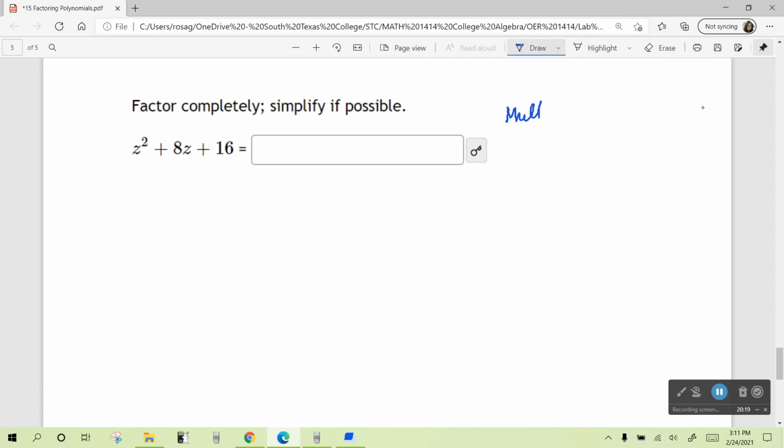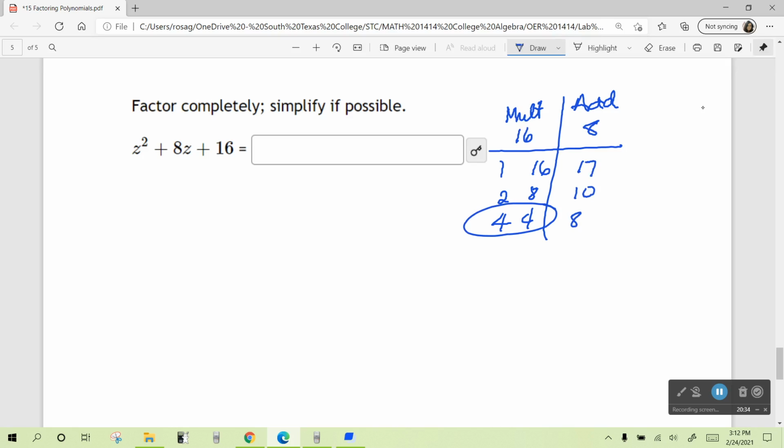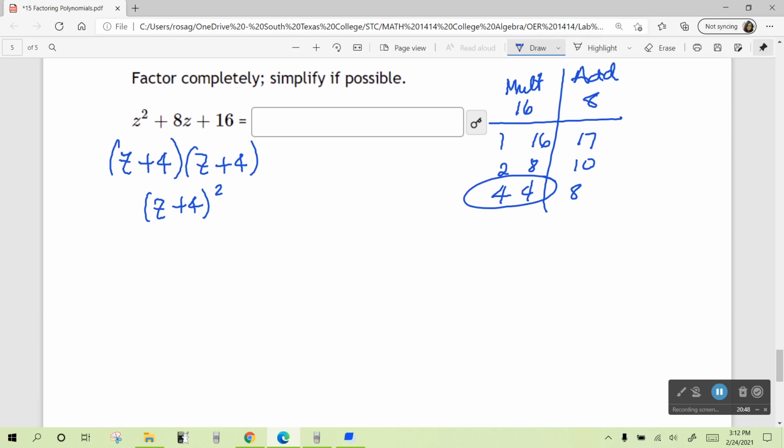They have to multiply to 16. So 1 and 16, 2 and 8, 4 and 4. And they need to add to 8. So 4 and 4. Since there's nothing in front of the z, it would just be z plus 4. When you have two of the same, you can also write it like this. Either one should be okay.